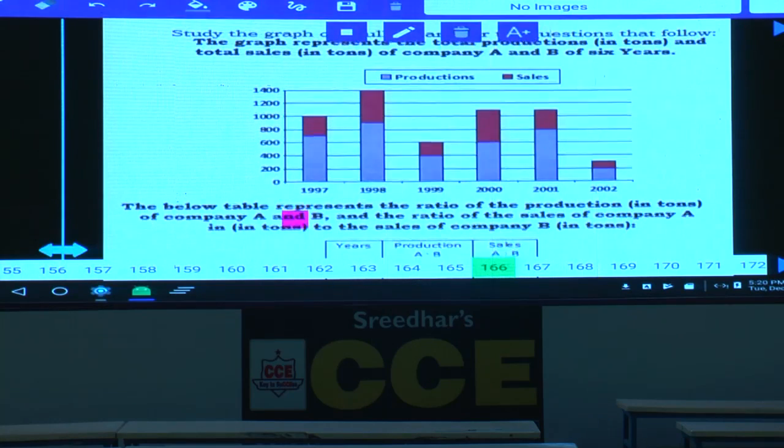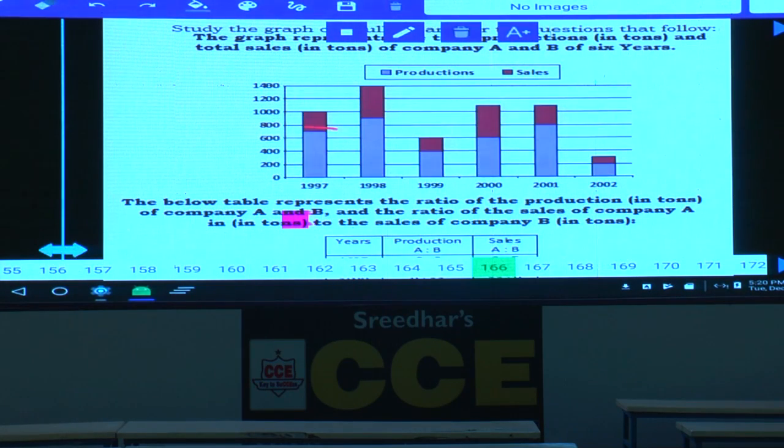Production and sales. This is also simple. How much is production here in 1997? 700, which is exactly in between 600 and 800. Look at there. So that value is 700. Now what is sale? 300. Out of total 1000, 700 is production. Then the remaining 300 is sale.